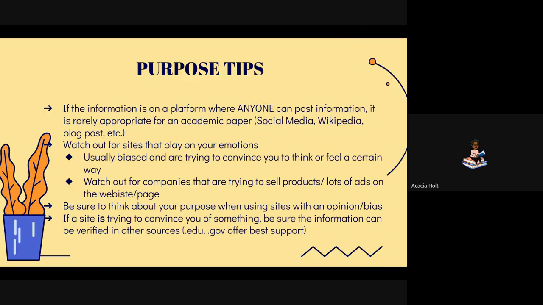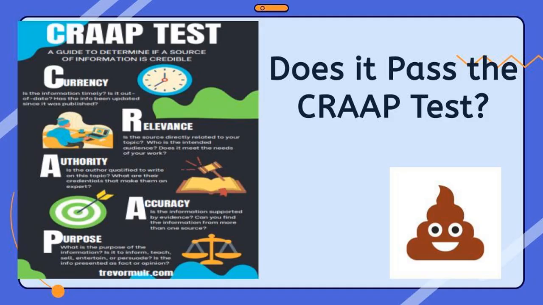You want to watch out for the things that play on your emotions. If it wants you to feel a certain way, like hate a certain person, or wants you to buy something, or wants you to be extremely happy, they may not be the best resource. And those are things where if you find information that sounds good, just fact check it and see if you can find the same or similar information at those .edus, those .gov resources.